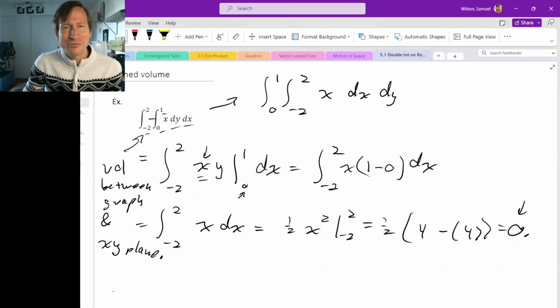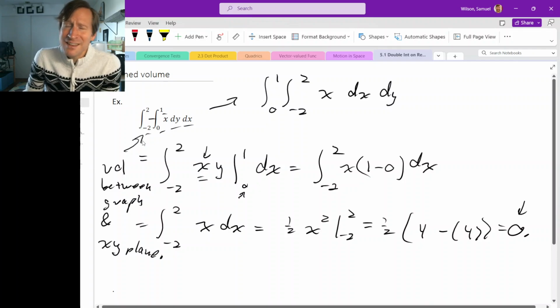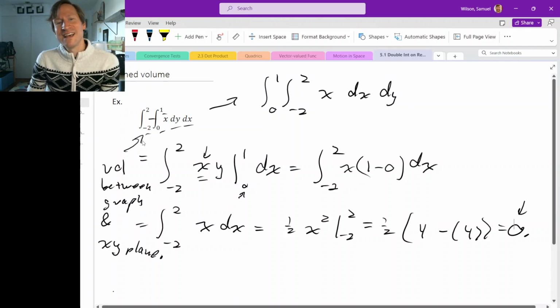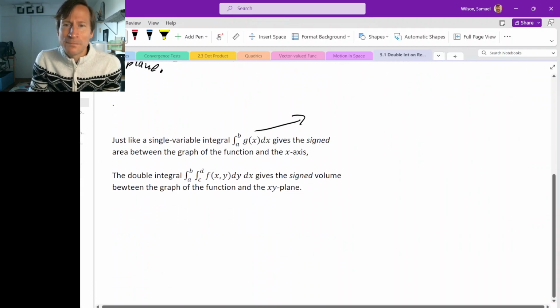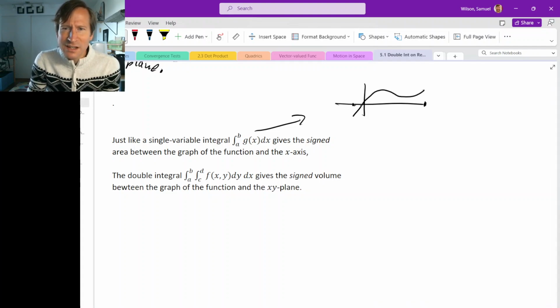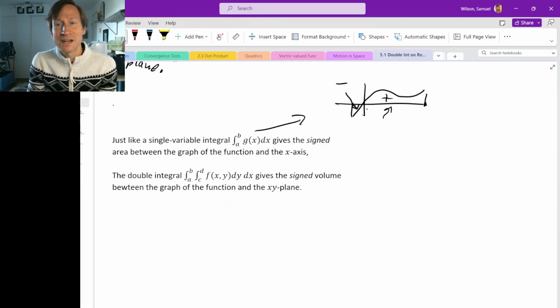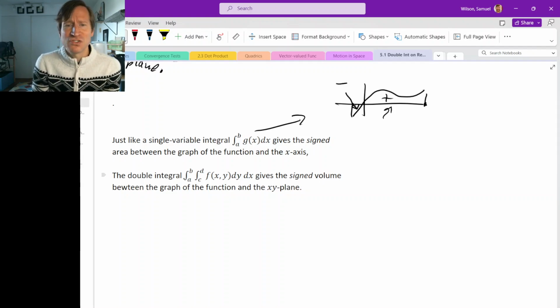Well, the resolution to this little puzzle is essentially the same in this multivariable case as it is for the single variable case, right? In the single variable case, an integral gives you the signed area under the graph. So any portion of area above the x-axis counts as positive, but any area below the x-axis counts as negative. And because we're accumulating this area, the negative area can cancel or partially cancel the positive area. Well, exactly the same thing happens for double integrals.